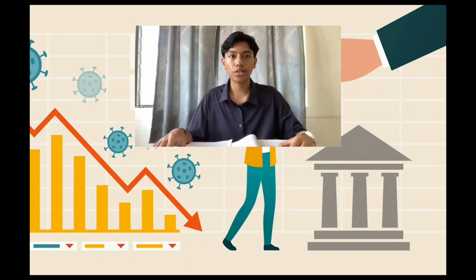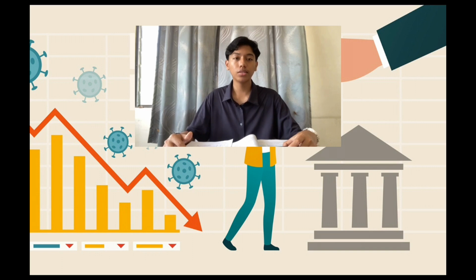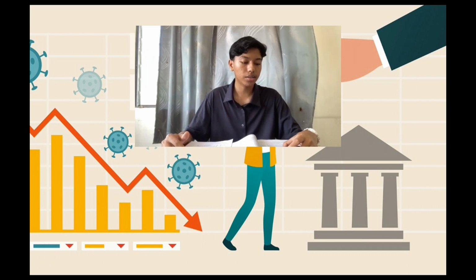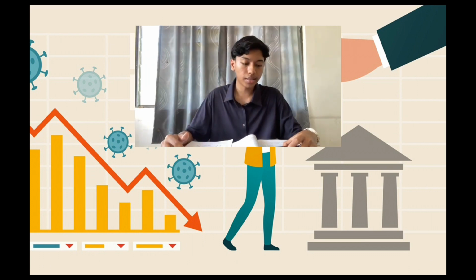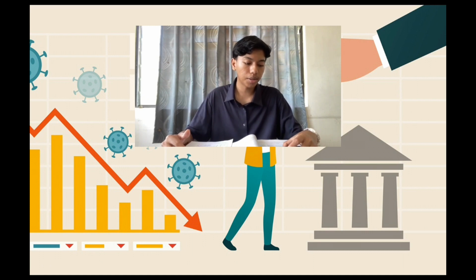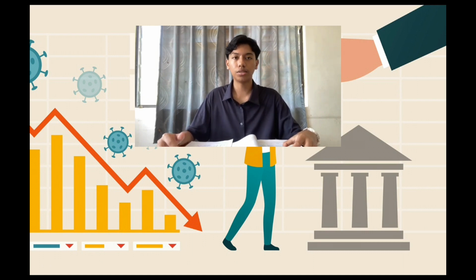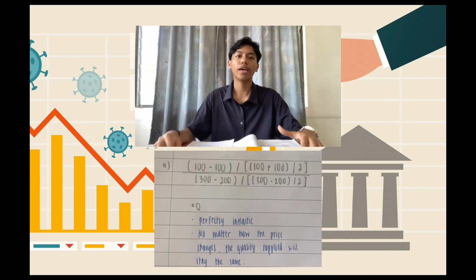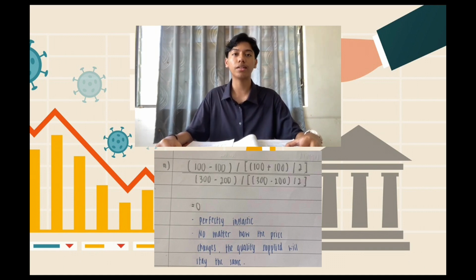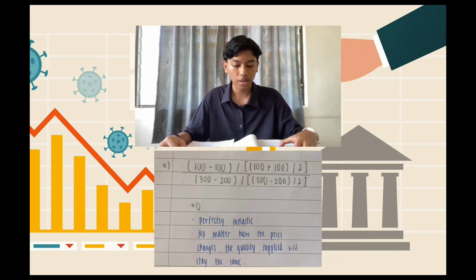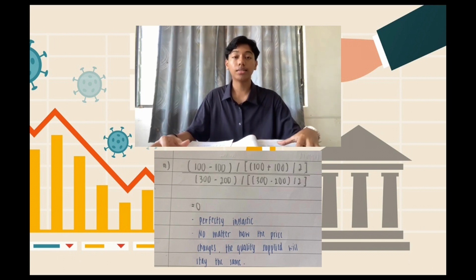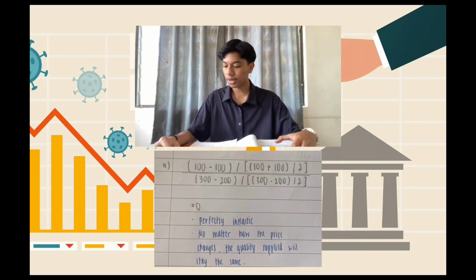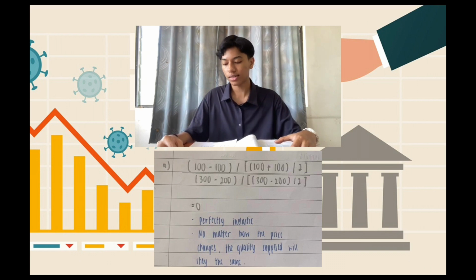For the first question, we can see when the price of good A is 200, the quantity supplied is 100 units. When the price increases to 300, the quantity supplied is unchanged at 100 units. So this is the way to answer the question, and the answer is 0. That means the price elasticity of supply is perfectly inelastic. No matter how the price changes, the quantity supplied will stay the same.